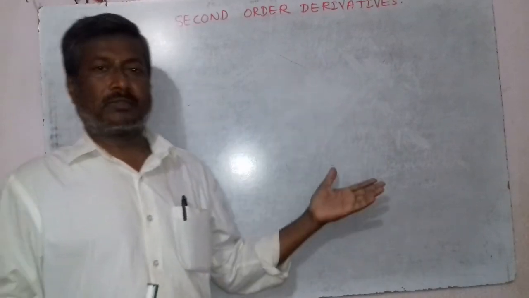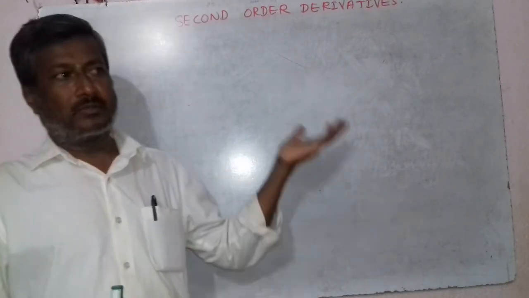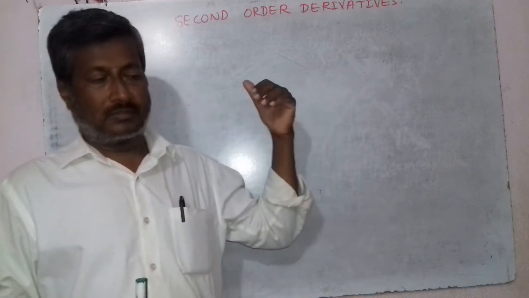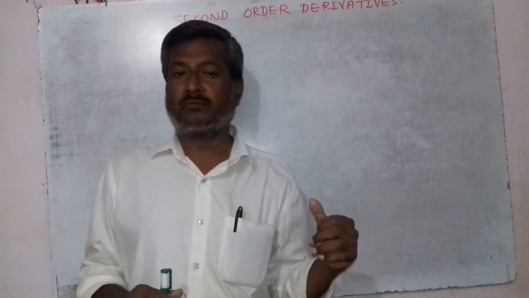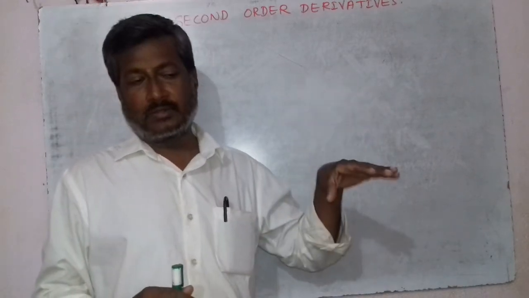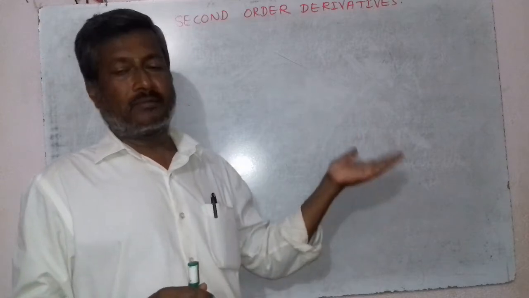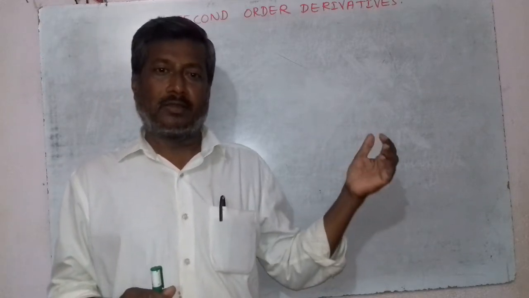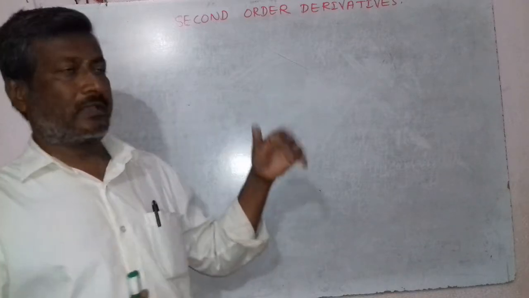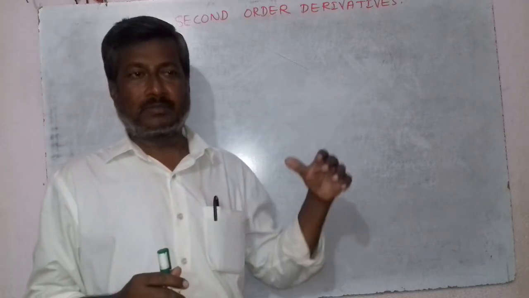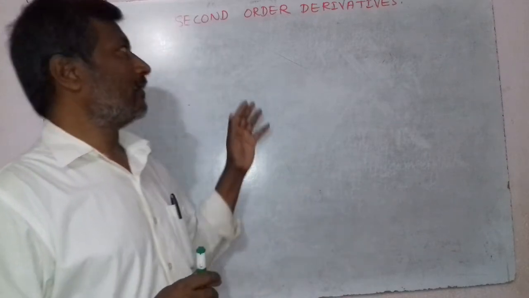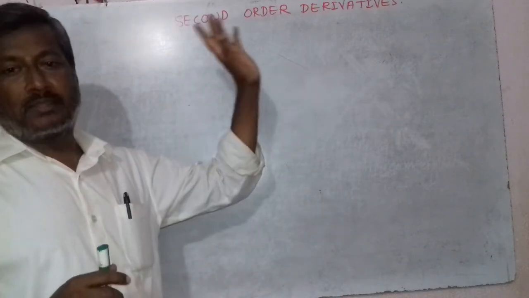If you know the first derivative, then in the same manner we are going to find the second derivative. If you know the first order derivative, directly differentiate the answer. The obtained first derivative, if we differentiate that once again, directly we will come to the second derivative.